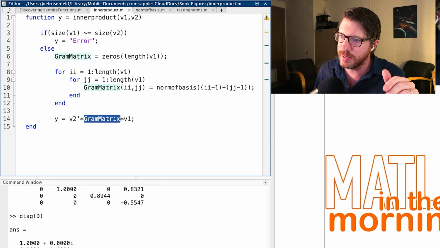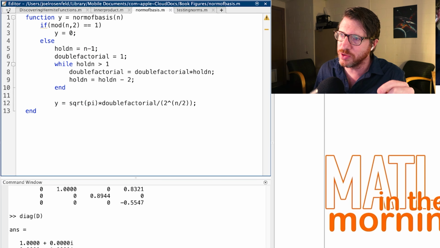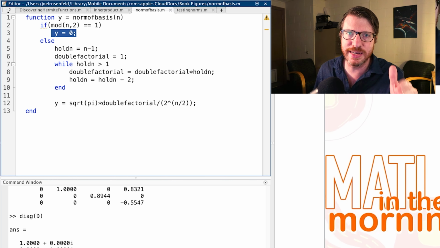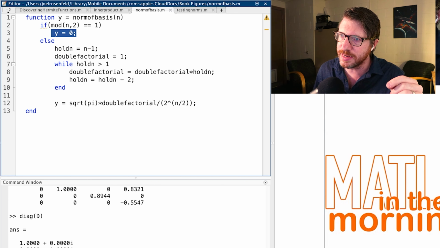So anyway, and then we have the Gram matrix on the inside, and ta-da, there we go. That's the inner product. So we just go ahead and return this as our output Y. Last thing to do is talk about the norm of the basis, the norm basis function. And so this one is just that IN thing. So basically if n ends up being odd, we just say y is equal to 0. This is x to the n times the Gaussian, remember. And then here we have hold n minus 1.